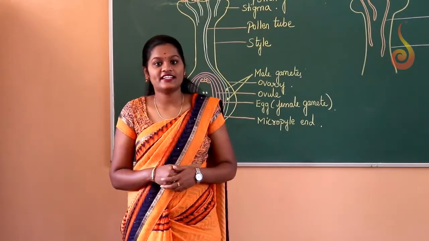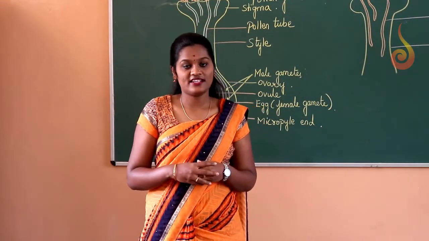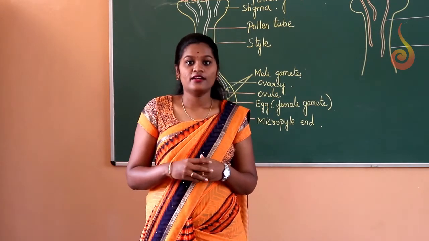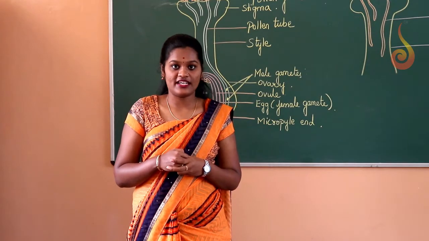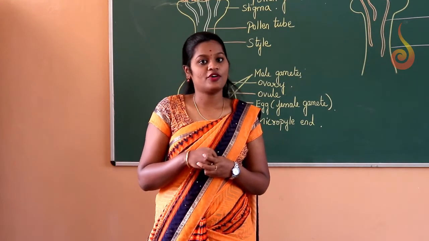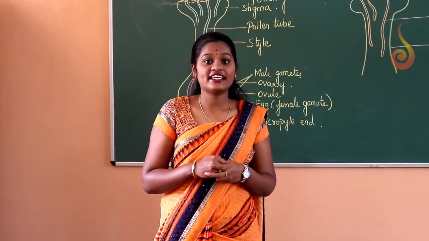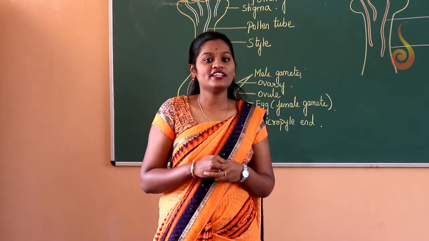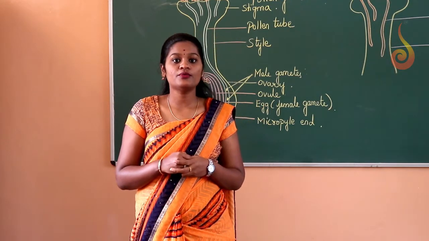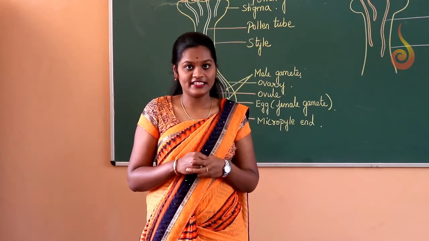The pollen grain of wheat plant cannot germinate on the stigma of the rice plant, hence the pollen tube formation does not take place. The pollen grain of wheat plant can germinate only on the stigma of wheat plant, where the pollen grains germinate and the pollen tube formation takes place. This is called compatibility.